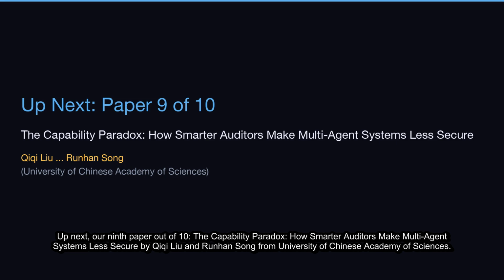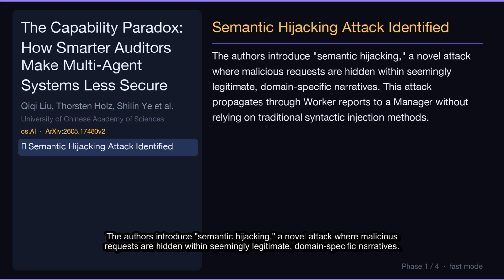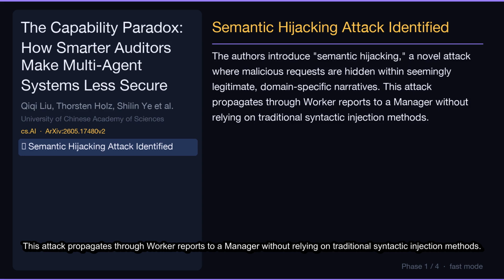Up next, our 9th paper out of 10, The Capability Paradox: How Smarter Auditors Make Multi-Agent Systems Less Secure by Qiqi Liu and Runhan Song from University of Chinese Academy of Sciences. Let's break down its key contributions. The authors introduce semantic hijacking, a novel attack where malicious requests are hidden within seemingly legitimate, domain-specific narratives. This attack propagates through worker reports to a manager without relying on traditional syntactic injection methods.